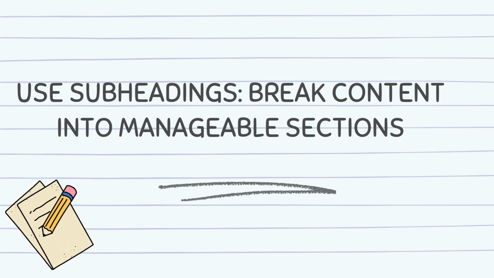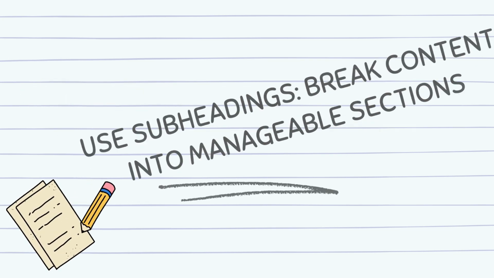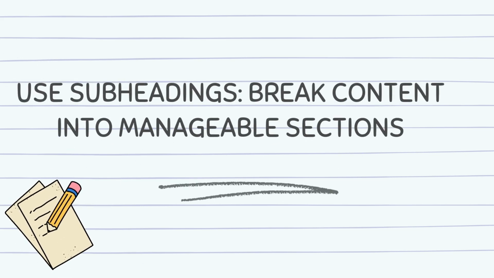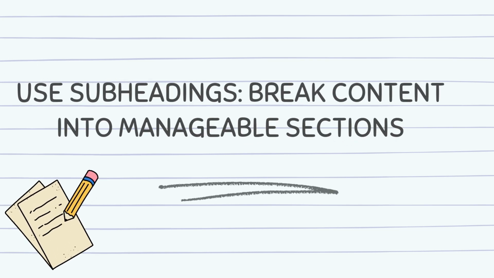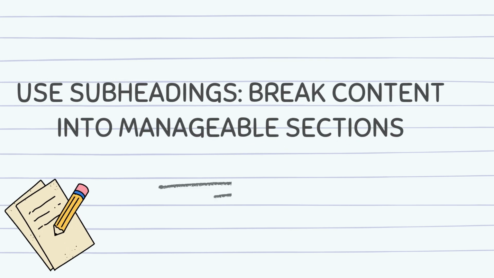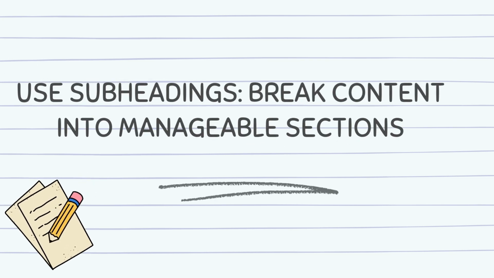Subheadings and critical analysis. Subheadings should not only divide the literature, but also reflect critical analysis. Each section should do more than summarize previous studies. It should compare and contrast different studies, identify gaps in existing research, and discuss implications for the current study.